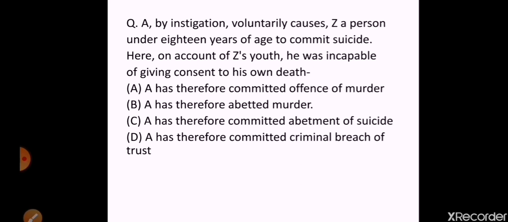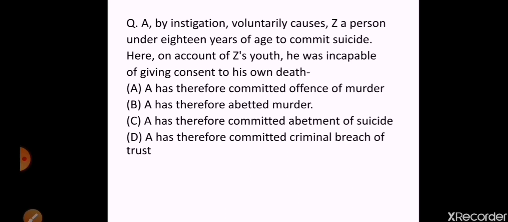Next question is, A, by instigation, voluntarily causes the death of a person under 18 years of age to commit suicide. Here, on account of his youth, he was incapable of giving consent to his own death. So, the options are: A has therefore committed the offence of murder; B, A has therefore abetted murder; C, A has therefore committed abetment of suicide; D, A has therefore committed criminal breach of trust.